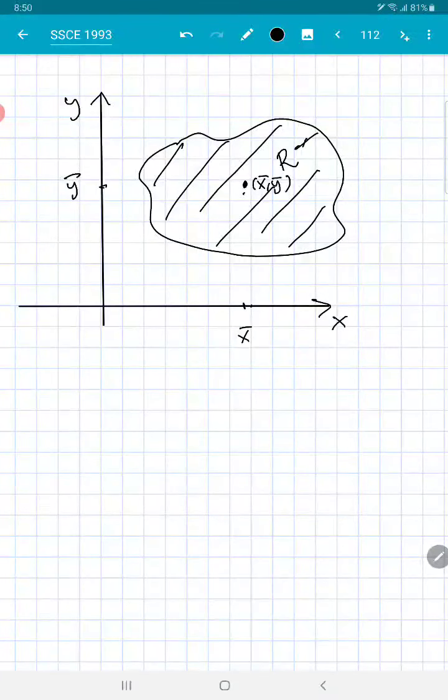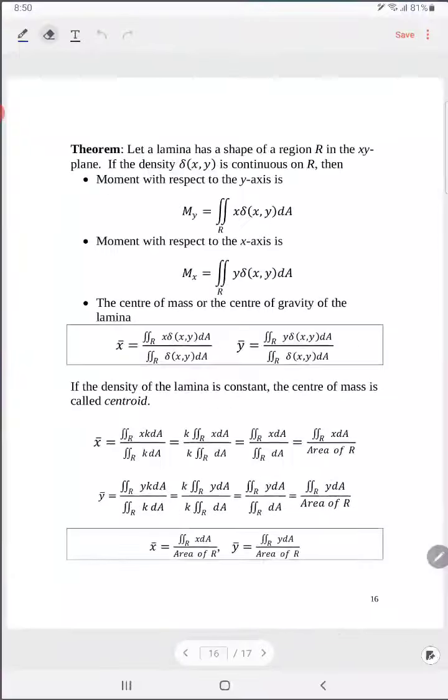For the center of gravity, if you put a pin on this point, then your lamina will be at an equilibrium point. It will be stable. So this is a point called the center of gravity or center of mass of a lamina. Now let's look at how to get this point x bar, y bar. We have a formula for that.